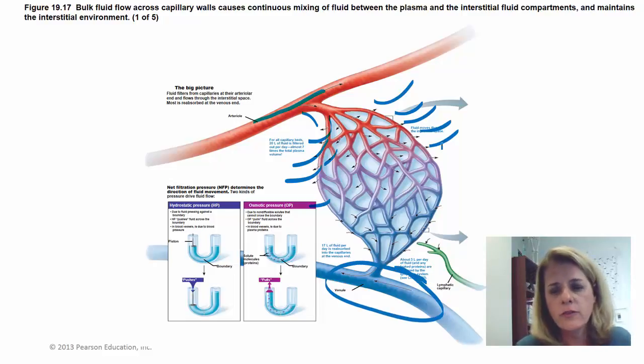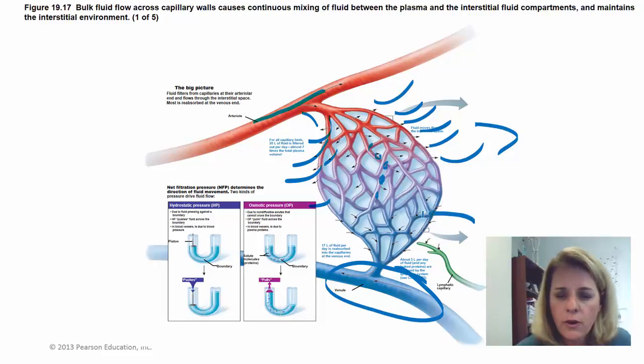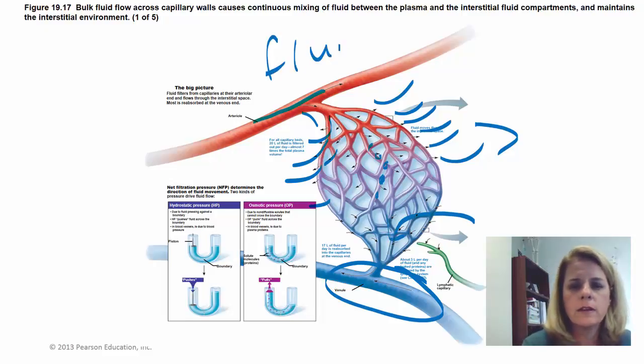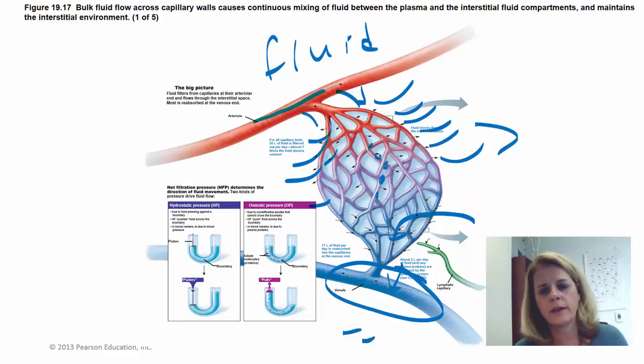So that hydrostatic pressure is pushing fluid out. But those plasma proteins are becoming more and more concentrated as you move toward the venous side. So they're going to exert an osmotic pressure and draw that fluid back in, so that now the fluid level that entered the capillary bed equals the fluid level that exited the capillary bed.